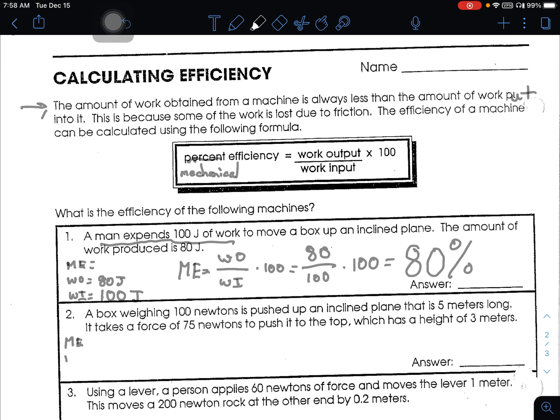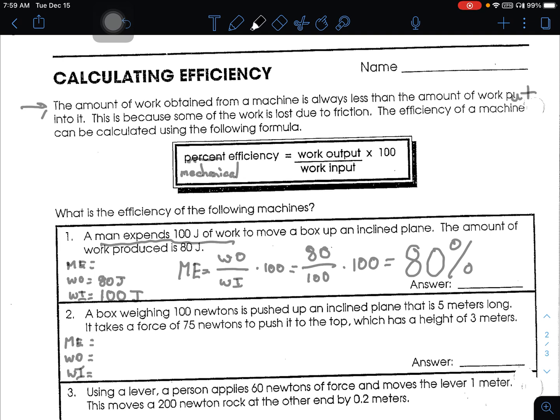ME, WO, WI. Work input, work output. Okay, and I wish they gave us a little more space to work on this worksheet, but it's pretty tight, so we're going to have to do the best we can. Now, let's read this problem.